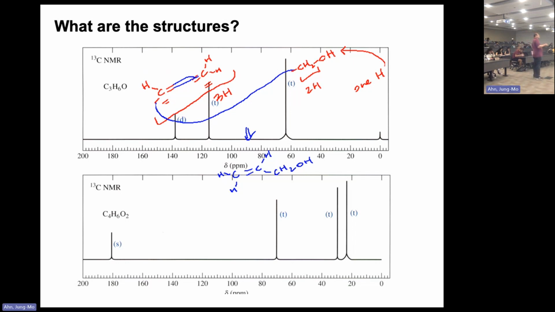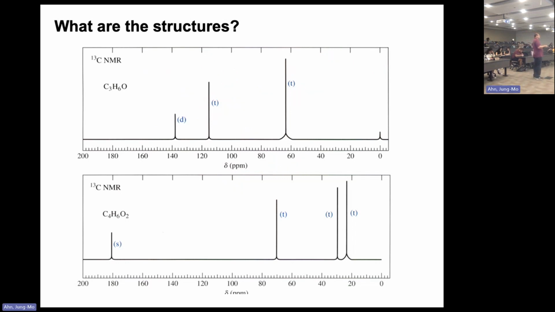The next one is still not that big. It's 4 carbons, 6 hydrogens, 2 oxygens. What we see here is a peak at 180, and that's a singlet. 180 typically means the carbon of a carbonyl. And the carbon of the carbonyl doesn't have a hydrogen, so that's why it becomes a singlet. That totally makes sense. We don't have any signal between 110 and 150, so that means we don't have any double bonds, right?